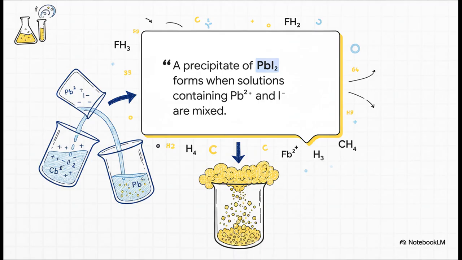And bam, there it is. The instant they mix, a solid materializes right there in the solution. This is our precipitate. In this case, it's lead iodide, or PbI2. It's an almost instantaneous transformation from liquid to solid.